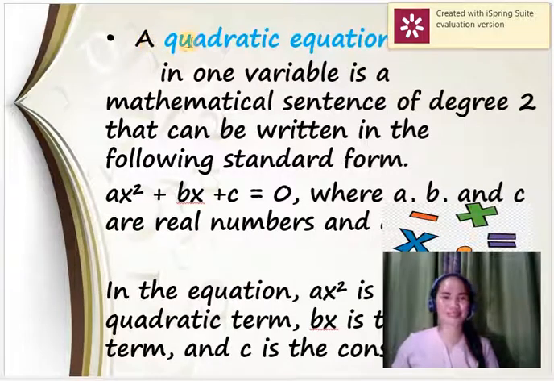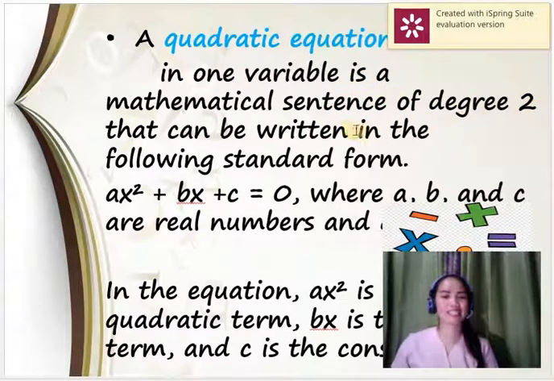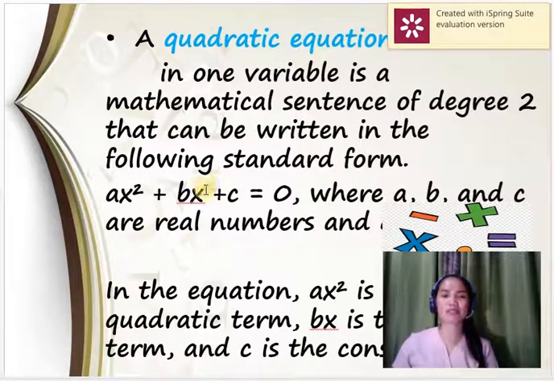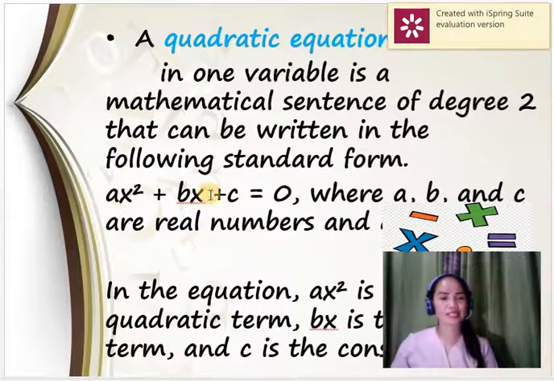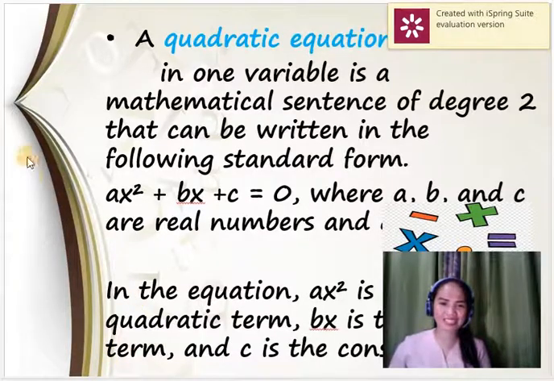Okay, what is a quadratic equation? A quadratic equation in one variable is a mathematical sentence of degree 2 that can be written in the following standard form: ax² + bx + c = 0, where a, b, and c are real numbers, and a is not equal to 0. In the equation, ax² is called the quadratic term, bx is called the linear term, and c is called the constant term.